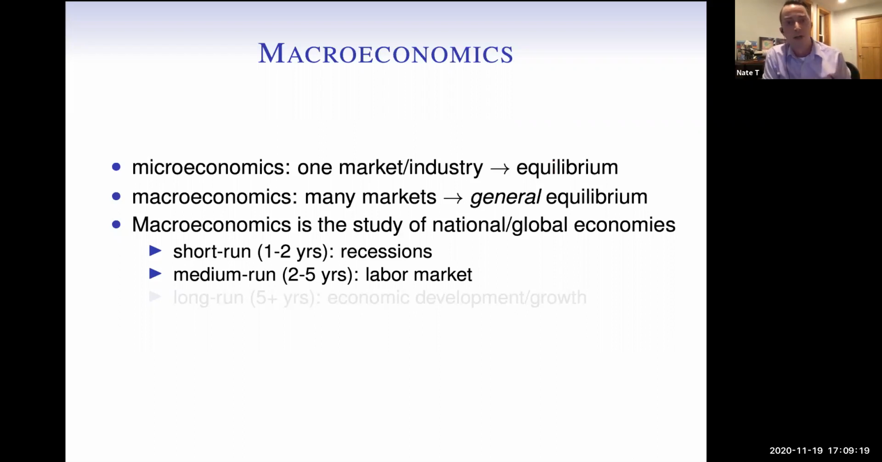That's kind of the labor market story. When people lose their jobs, it takes a long time for them to find new work. Maybe they have to get new skills or move to a different part of the country. And so labor markets take a long time to recover.